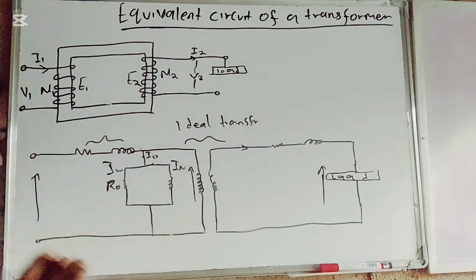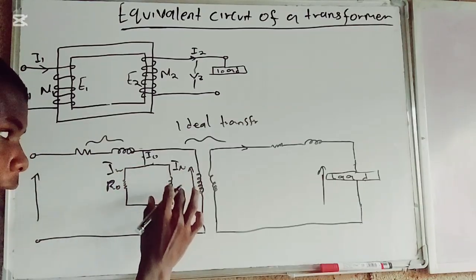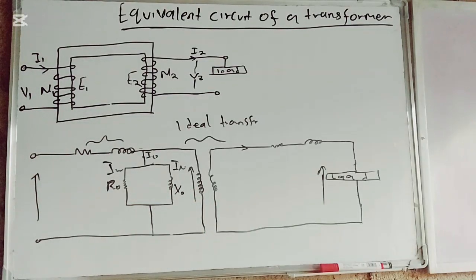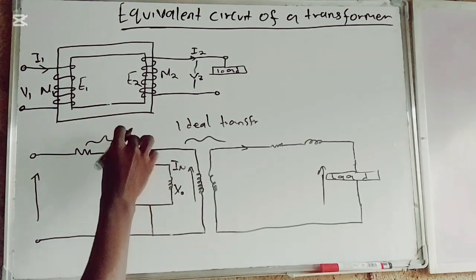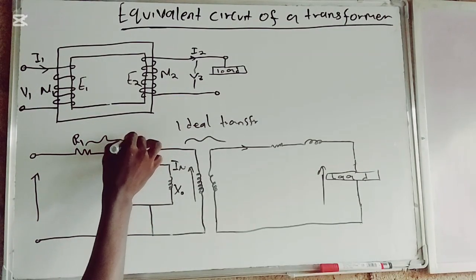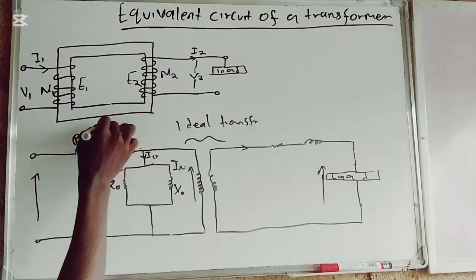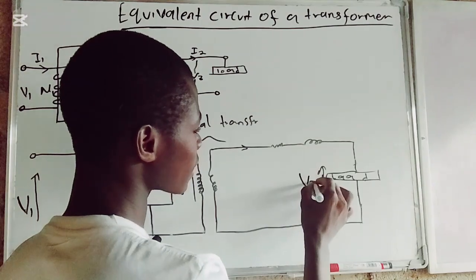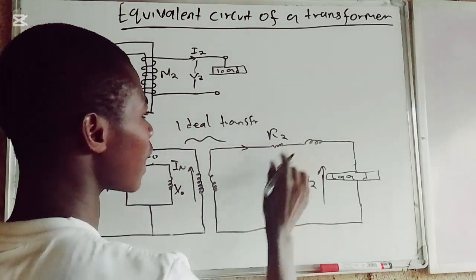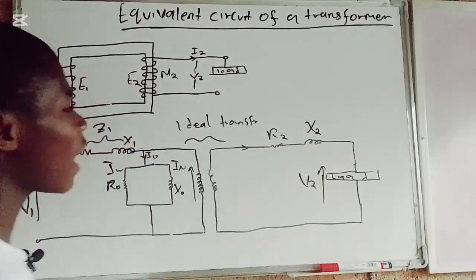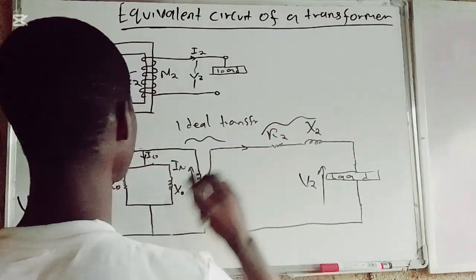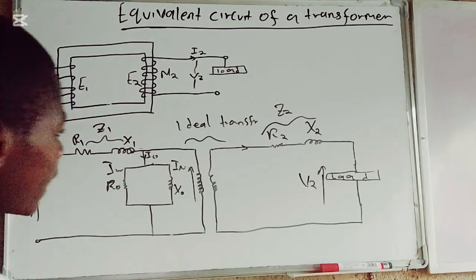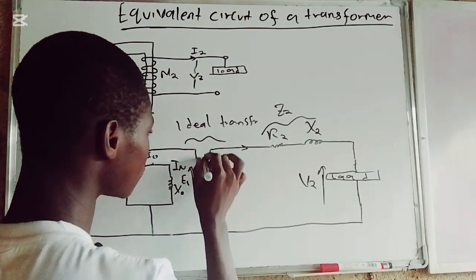The components of I naught are IW and I mu, which are the working current and the magnetizing current. We have X naught here, and also the current flowing down this circuit. We have R1, X1, and Z1 here. So we have the primary voltage, the secondary voltage, and we have R2 and X2. Also at this point, we have the impedance.